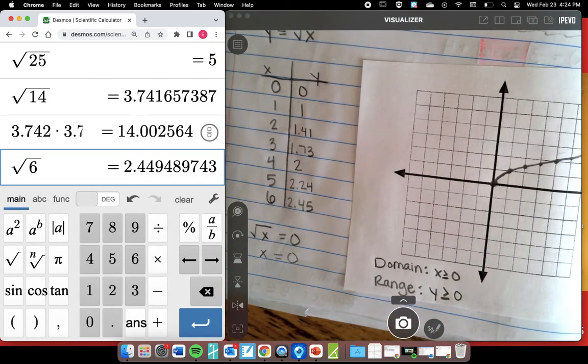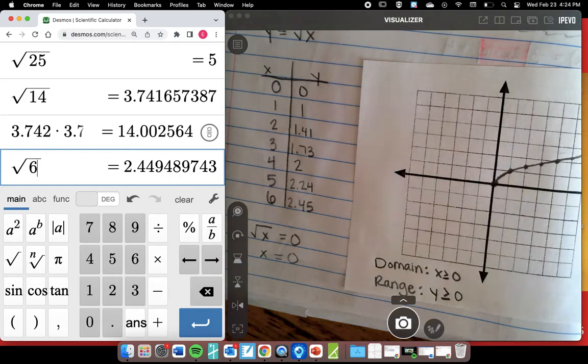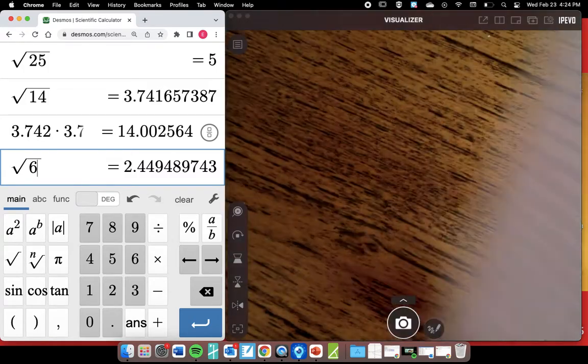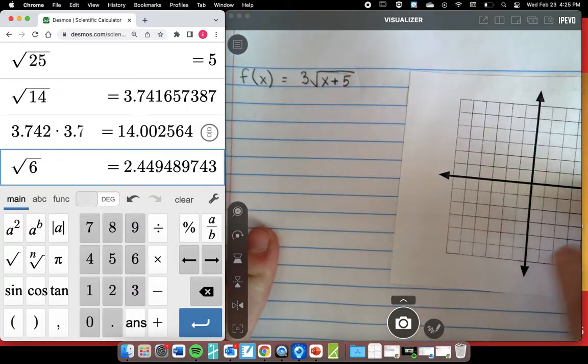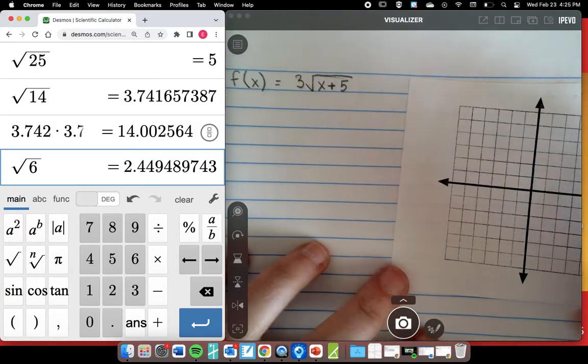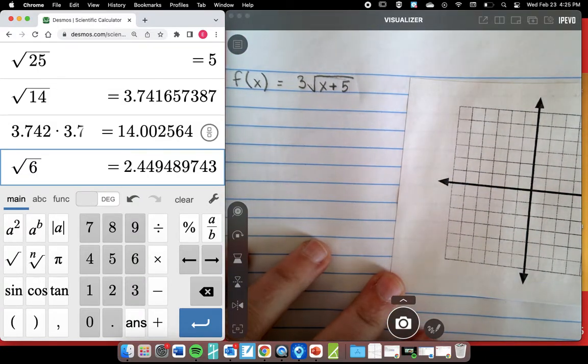So there's our first equation, our first graph. We're going to do 2 more. All right, next up we have our f of x equals 3 square root of x plus 5. So if you need to write that down, take a jot there.